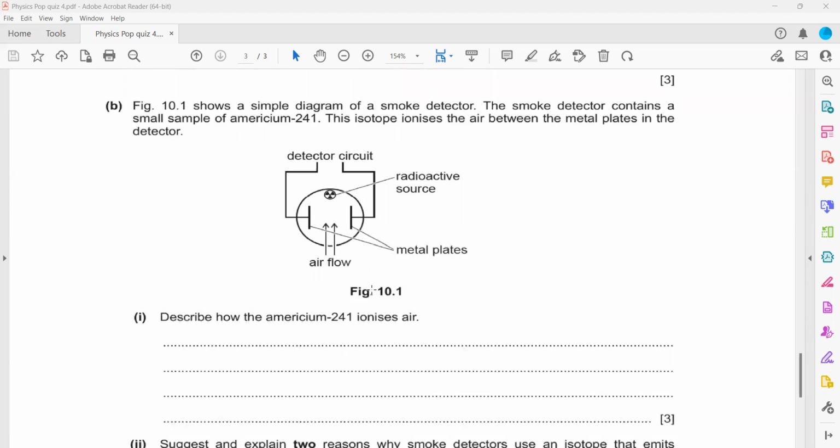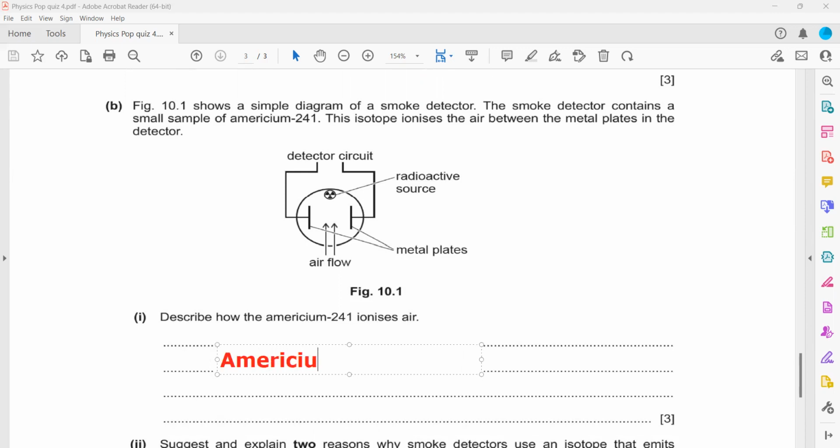Then describe how americium ionizes the air. It's a 3-mark question. You have to just explain the ionization. As americium is emitting alpha particles, these alpha particles have greater mass and charge, so they can remove the electron from the air molecule. So how are the 3 marks distributed?